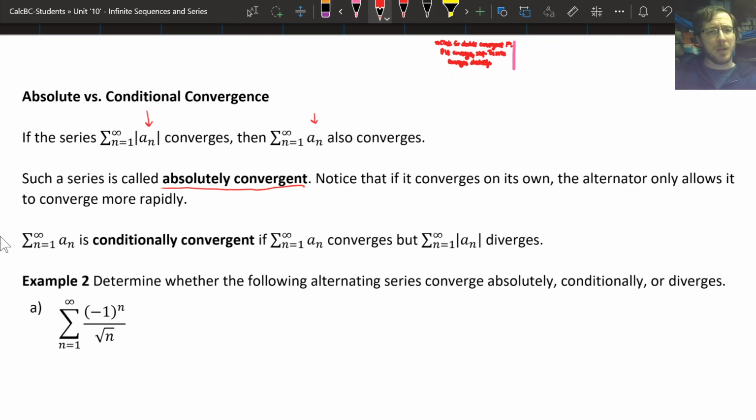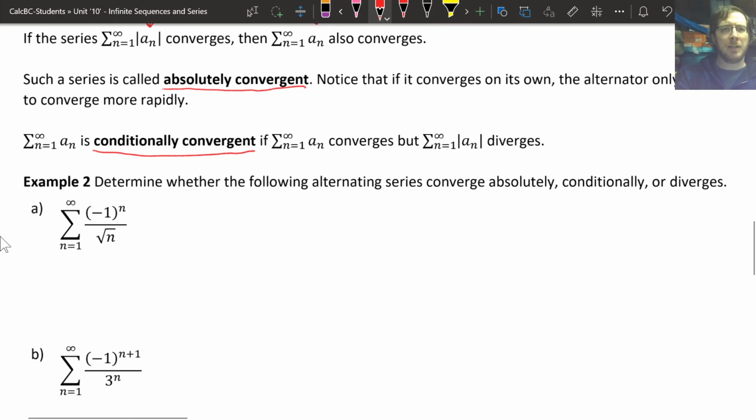Next up, our infinite series from 1 to infinity of a sub n is conditionally convergent if the infinite series of a sub n converges, but the infinite series of the absolute value of a sub n diverges. So if you flatten out, remove the effect of that alternator, and that series diverges, but with it in there it converges, then it is conditionally convergent. So it's conditional on that alternator to converge. Okay, so let's look at how we're going to do this.